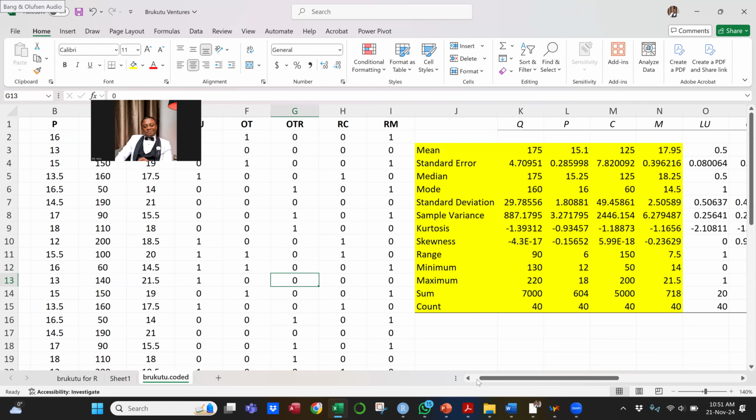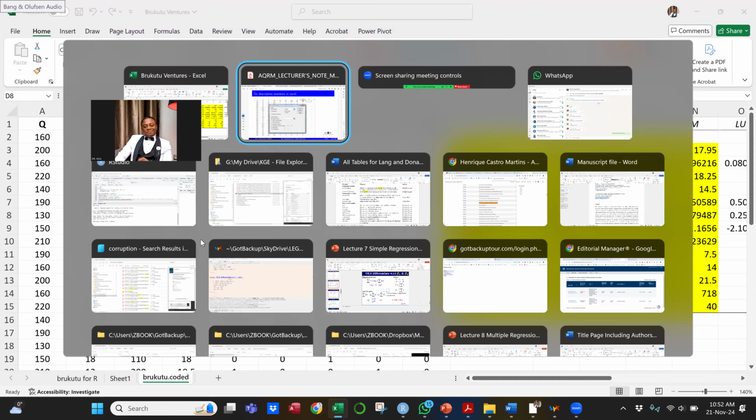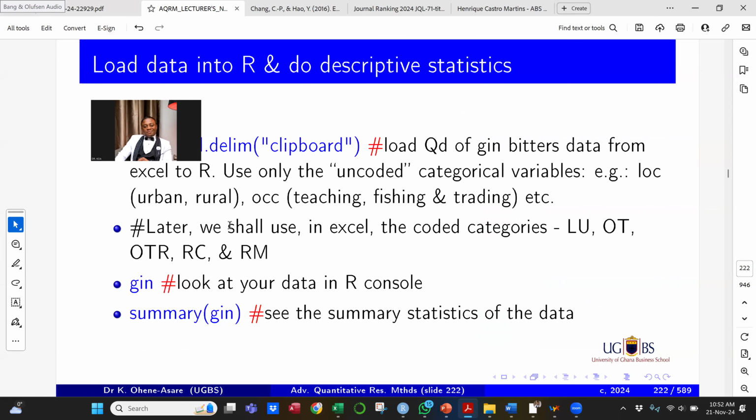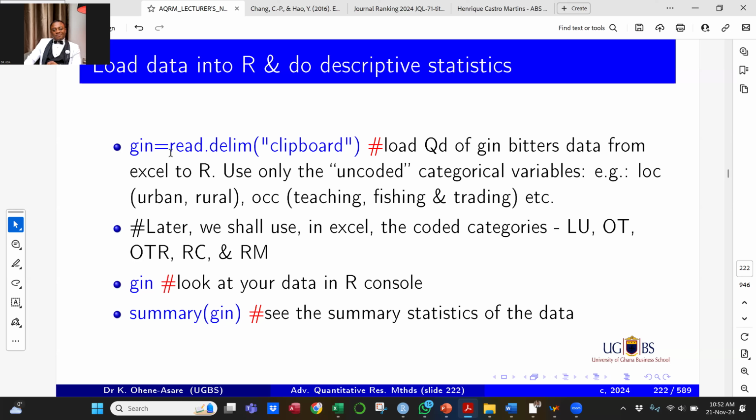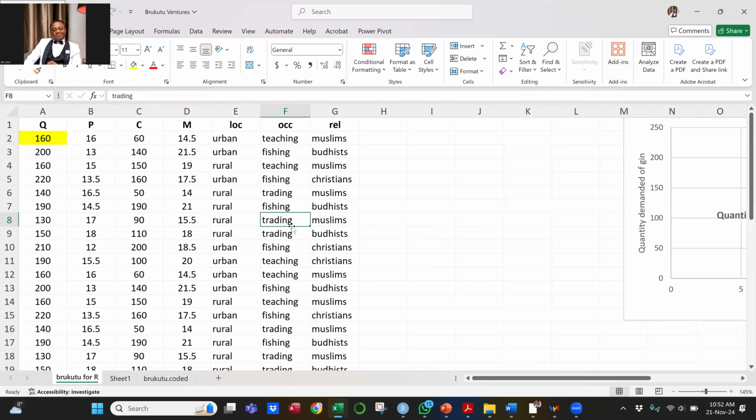Now, the next thing after you've checked this is that you've generated your descriptive data and then comment on them. We've done it in Excel. And everything that I did, I've given you the solution. Now let's do it in R. So go to your R, and this time, because we are doing it in R, you need to load the Brukutu for R sheet, the one that contains English letters. So you're going to load this one here.